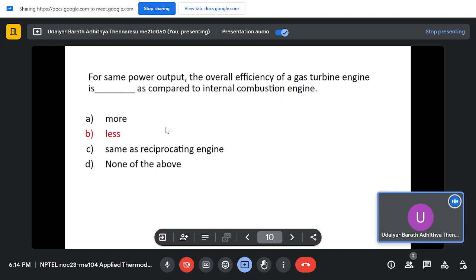Yeah, because you can think a major part of it goes in compressing your air, and it operates at higher temperature as compared to internal combustion engine, and the exhaust will also be at higher temperature. So you are losing a large amount of heat there as well. On a comparison basis, gas turbine engine will be less efficient compared to an internal combustion engine.